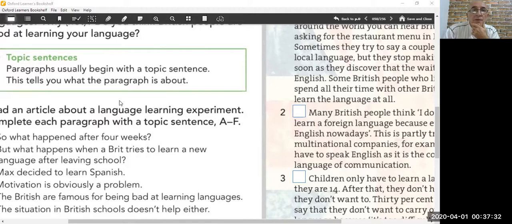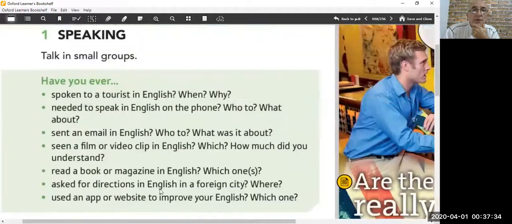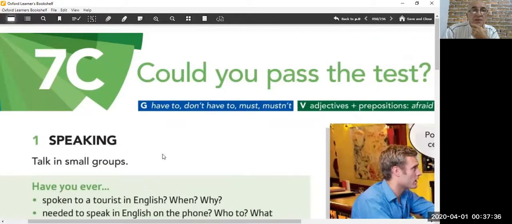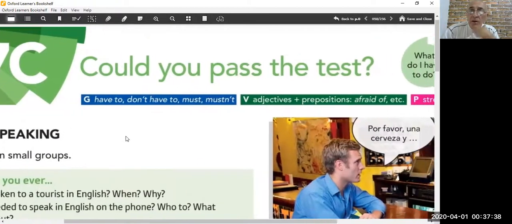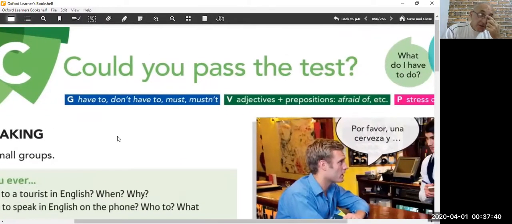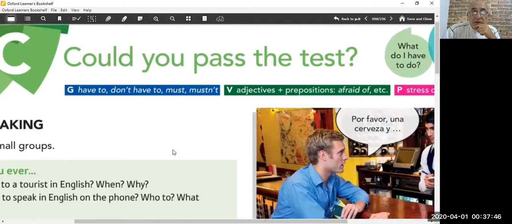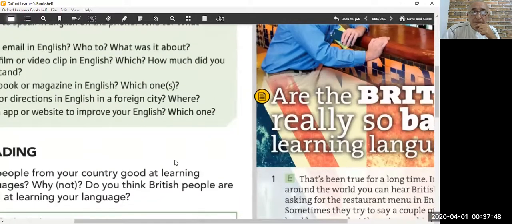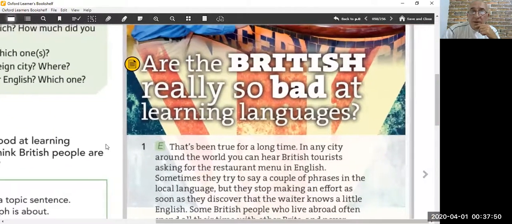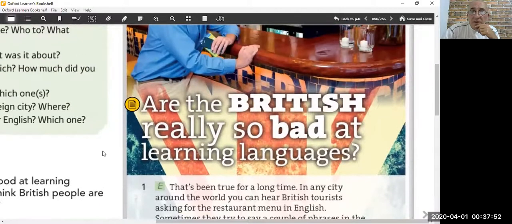I will talk about Unit C, 7C. The main focus here is on the modal verbs, have to, don't have to, must and mustn't. There is a reading part here. It says, are the British really so bad at learning languages?